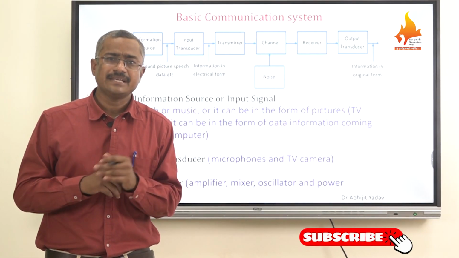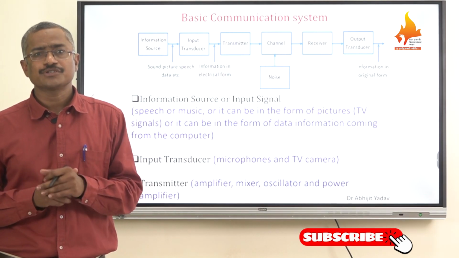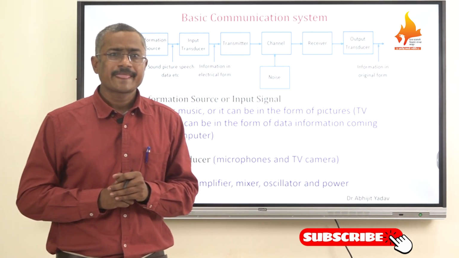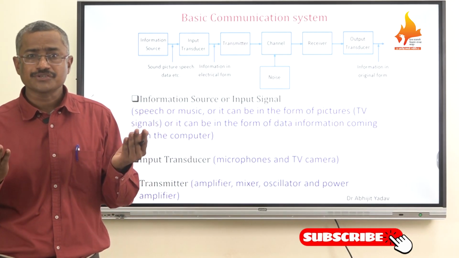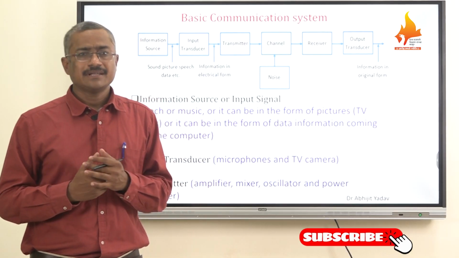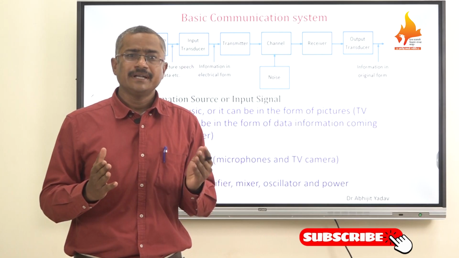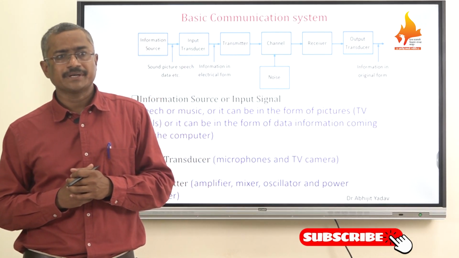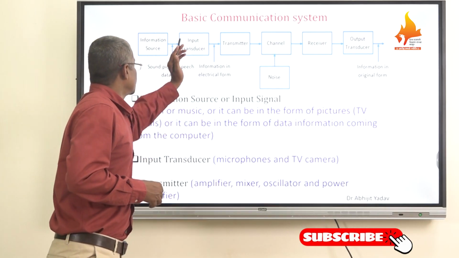The communication system has been developed for communicating useful information from one place to another. This information can be in the form of a sound signal, such as our speech or music, or in the form of pictures like TV signals or photographs, or in the form of data information coming from the computer. The next basic block is the input transducer.